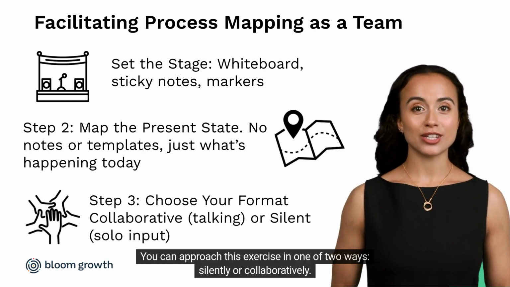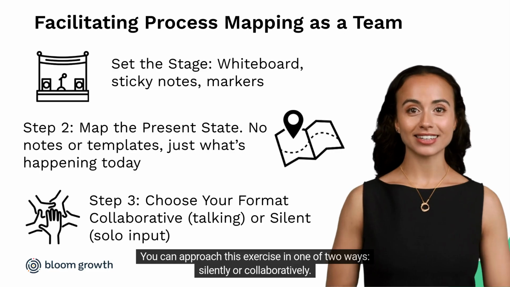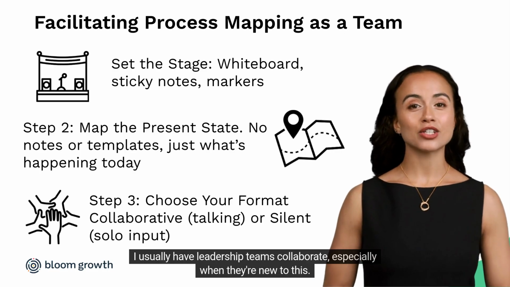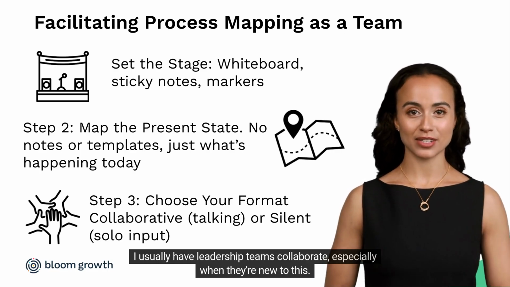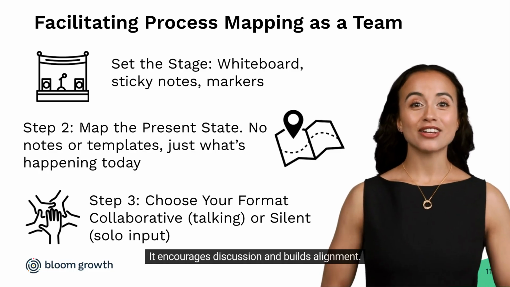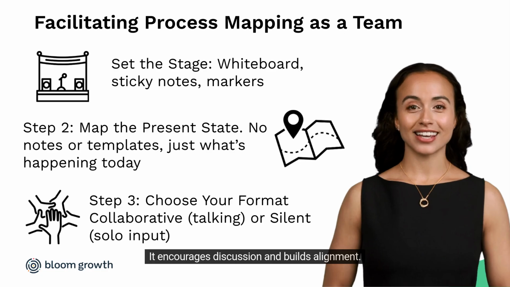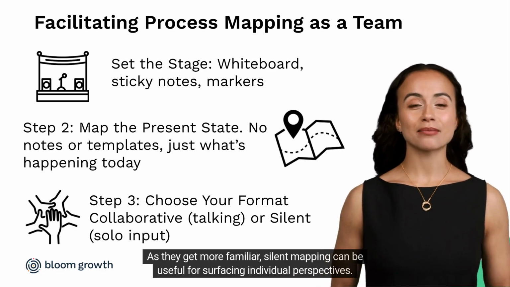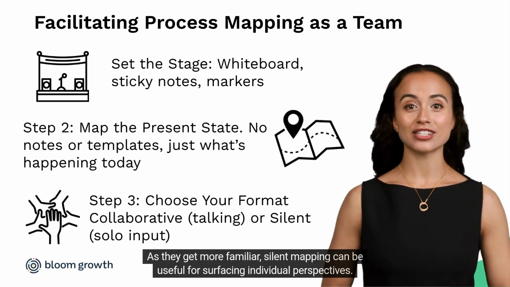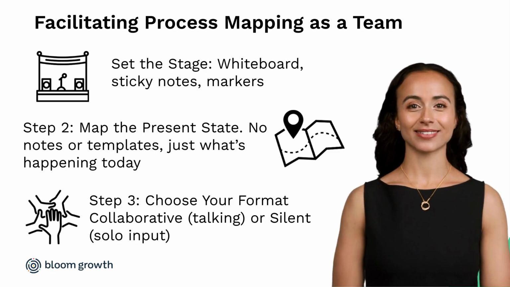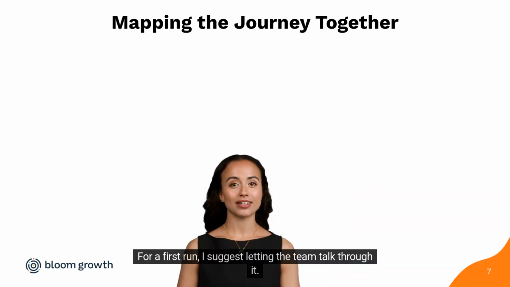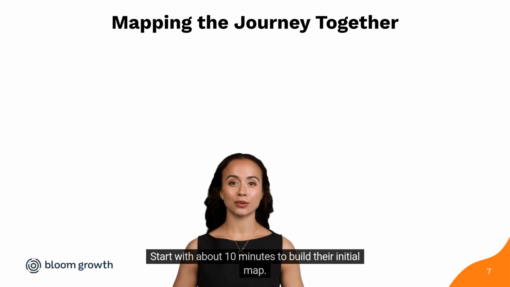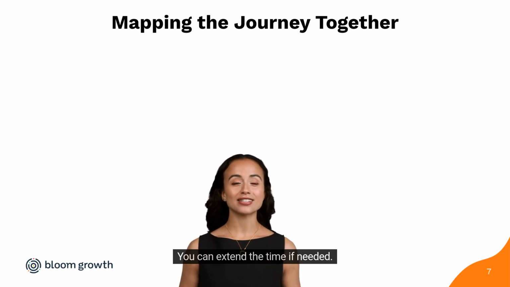You can approach this exercise in one of 2 ways, silently or collaboratively. I usually have leadership teams collaborate, especially when they're new to this. It encourages discussion and builds alignment. As they get more familiar, silent mapping can be useful for surfacing individual perspectives. For a first run, I suggest letting the team talk through it. Start with about 10 minutes to build their initial map. You can extend the time if needed.